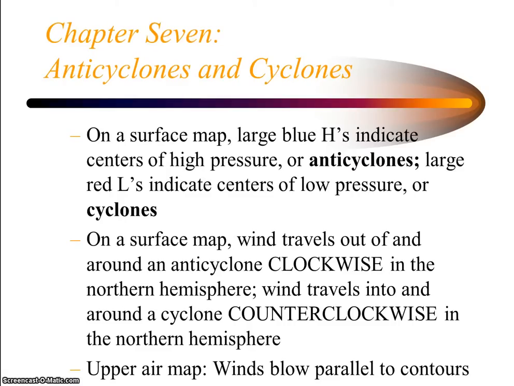On a surface weather map, we use large blue H's indicating centers of high pressure. Those are called anticyclones. Large red L's indicate centers of low pressure, which are called cyclones. On a surface weather map, wind travels out of and around an anticyclone or a high clockwise in the northern hemisphere. Wind travels into and around a cyclone or low pressure system counterclockwise in the northern hemisphere. In the upper air maps, the winds blow parallel to the contour lines or height lines.